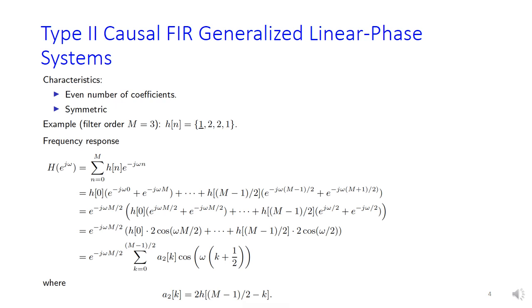Right, for the type 2, same as the first one, except that instead of an odd number of coefficients in h of n, you have an even number of coefficients. So let's draw one signal here. Even number: 0, 1, 2, 3. Okay, it's again symmetric, so one possibility is 1, 2, 2, 1, and this is an example possible h of n that you could think of, right?